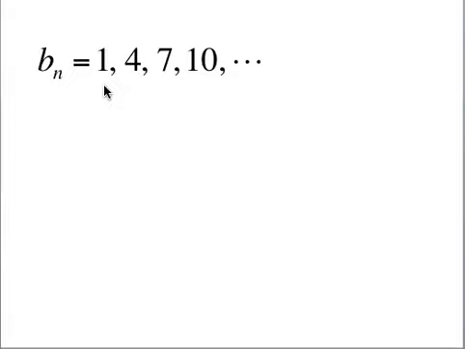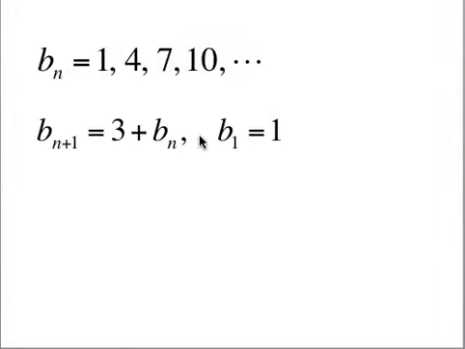Our next case, we're going to say b sub n is 1, 4, 7, and 10. Is there a way for us to describe this? It looks like the next element is always 3 more than the previous. 4 is 3 more than 1, 7 is 3 more than 4, 10 is 3 more than 7. So we could indeed say the next element, b sub n plus 1, is 3 plus b sub n. Next is 3 more than the previous, and the first element is 1. That would be a way for us to describe this.